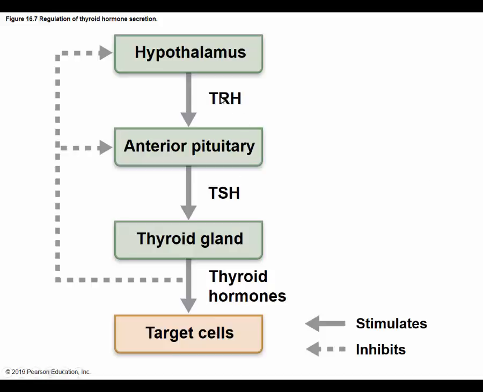So GnRH is going to pass through that hypophyseal portal system. It's going to bind to cells in the anterior pituitary, specifically to those cells that secrete FSH and LH. And those are the two hormones that the anterior pituitary is going to release. So FSH and LH enter the blood, the general circulation, and bind to the ovaries.